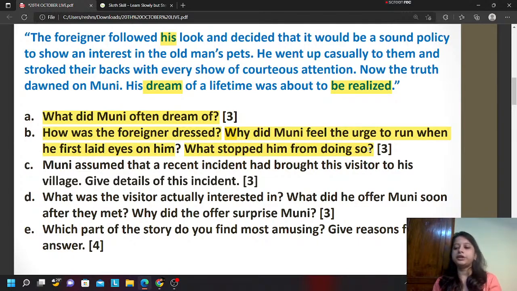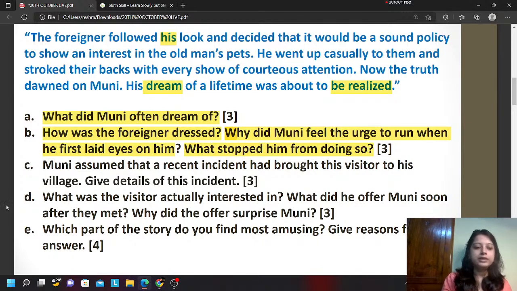You need to try the third part. Why couldn't he run? Excuse me, very sorry. As Muni was an old man, so old that he could not remember his age, he couldn't get up to his feet at once. Correct? Perfect answer. He was very old. He did not even remember how old he was, and that is why he could not run.